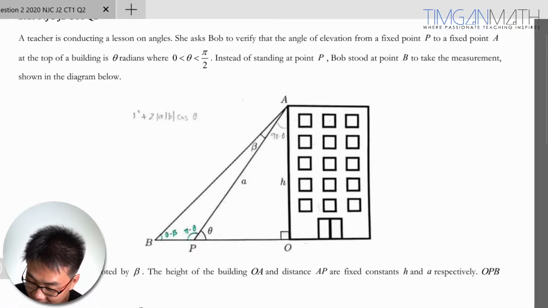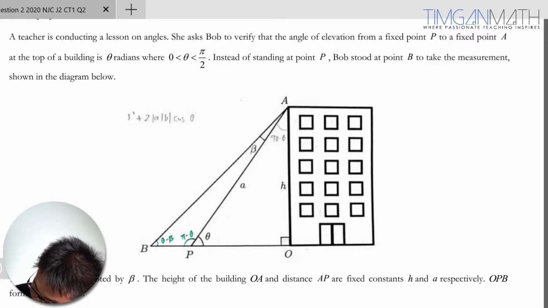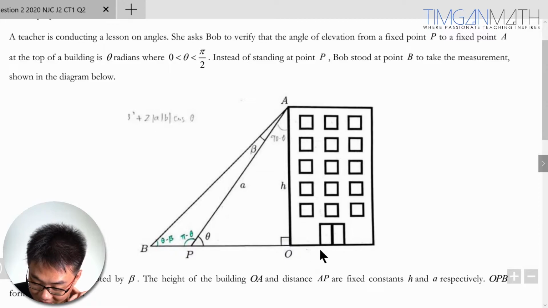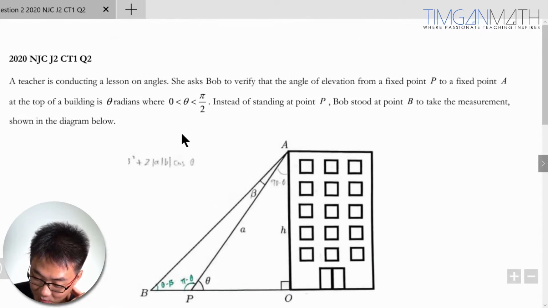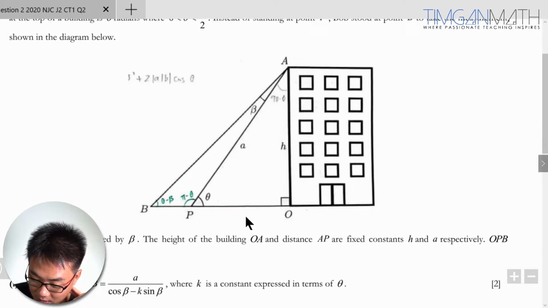I realized that I just copy-pasted this from one of the scans here, and as you can see, the writing is all here. Okay, but it's good anyway.